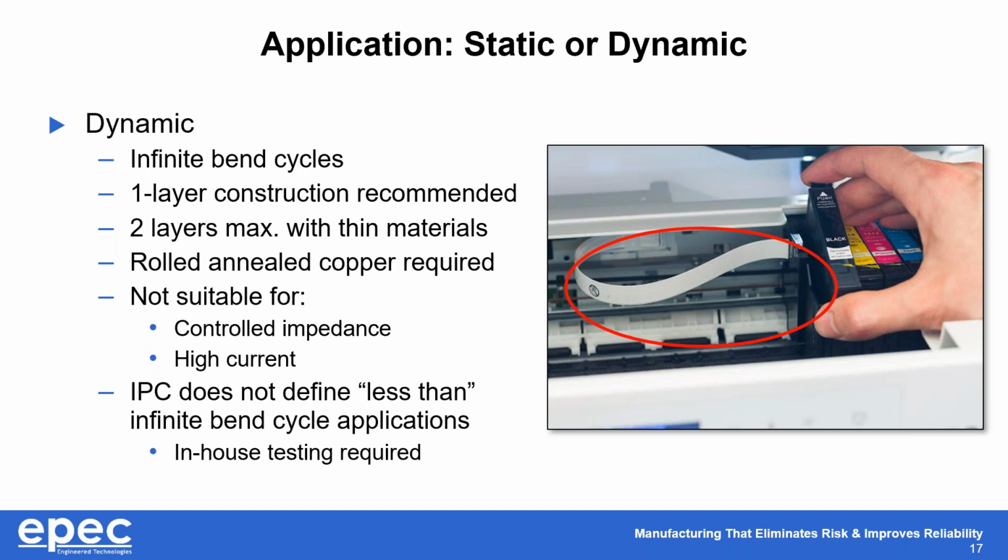Per IPC guidelines, they strongly recommend that it's limited to a one-layer construction. Two layers can be used, but you need to start to utilize some of the thinner materials that are available. You also need to utilize rolled annealed copper, which has a higher degree of ductility and reliability when bent.